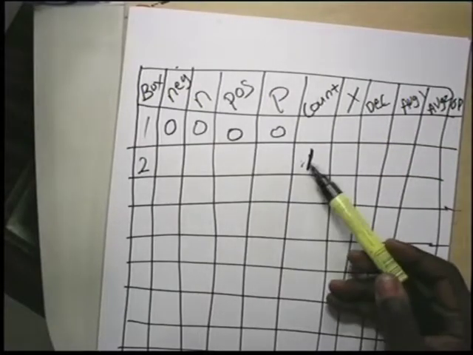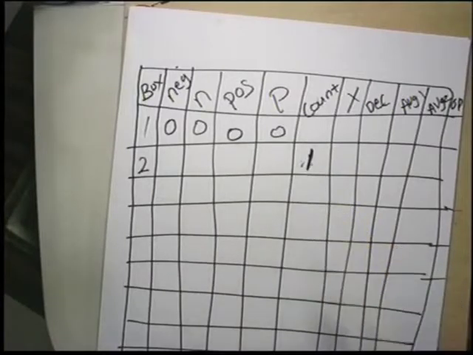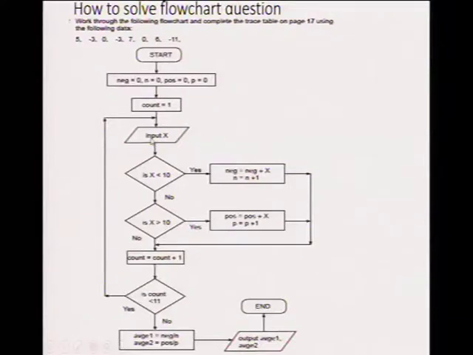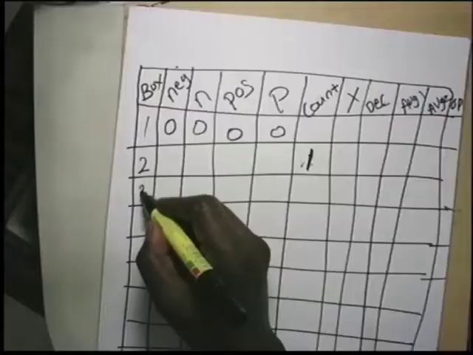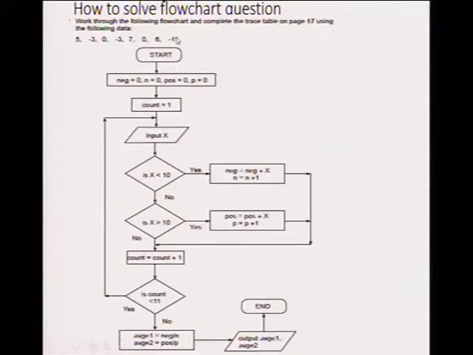Did you see that I did not write it on this line? Because it's on the second box. Okay. From there, it takes me to the next one. Input X. That is the next one. Now the question is, what is my x? My x, these are the data given to me here. My x are 5, -3, 0, -3, 7, 0, 6, and -11.